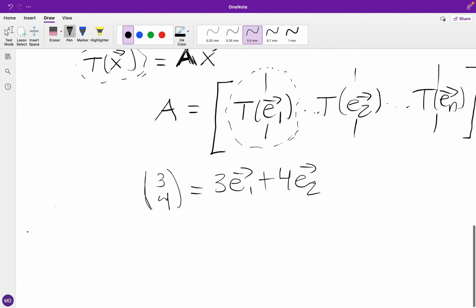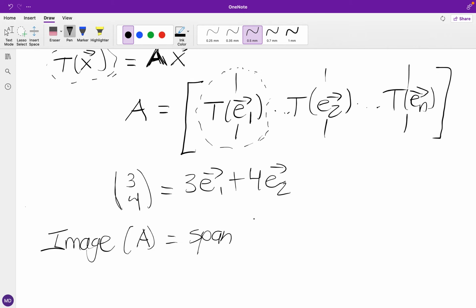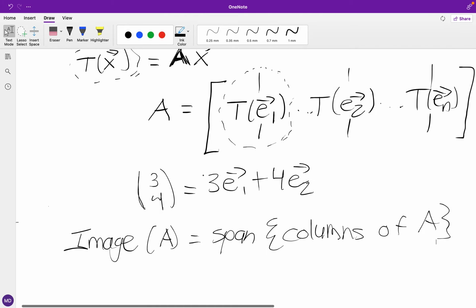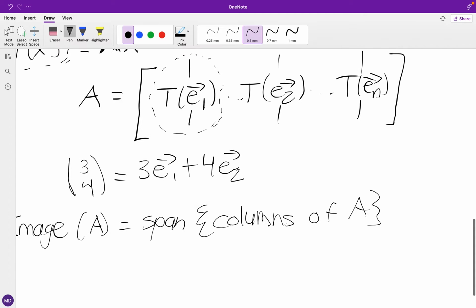Okay, and so another thing to note here is something called the image. We talked about this in linear algebra. The image of A is equal to the span of the columns of A. And as I just mentioned, the columns of A are the transformed unit vectors. And so why is it called the image? Because the span of the columns of A gives all possibilities, all linear combinations of the transformed unit vectors. And the transformed unit vectors form a basis for the entire transformed subspace.